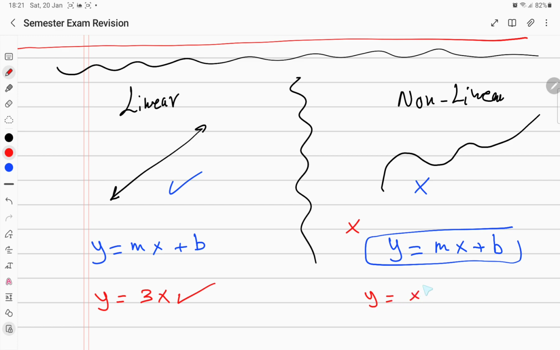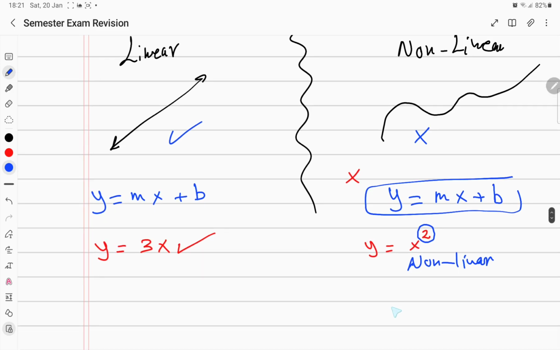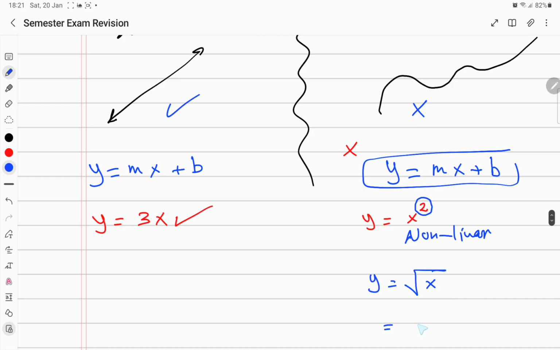y equals x power 2. Whenever the power is different than 1, this is non-linear. If it is something that looks like this, y equals square root of x, again, this is the same as x power 1 over 2. So these ones are non-linear. Why? Because the power of x is different than 1. Take this one: if it is x plus y equals 7, what is the power of the x? 1 or empty? So this is linear.